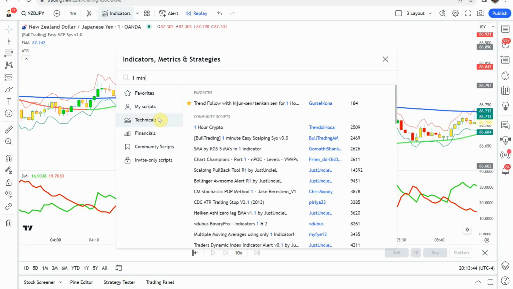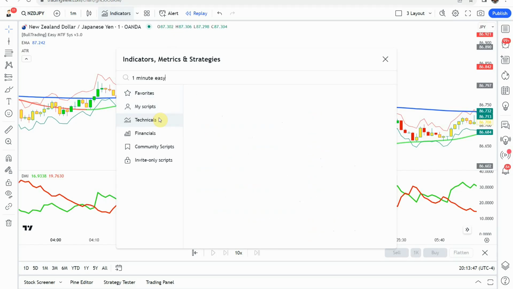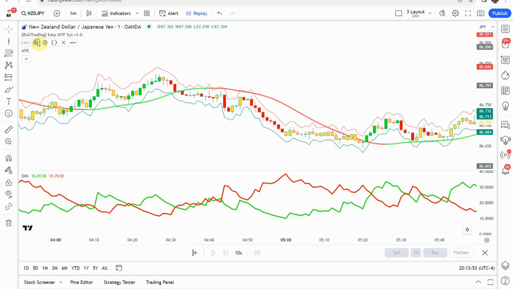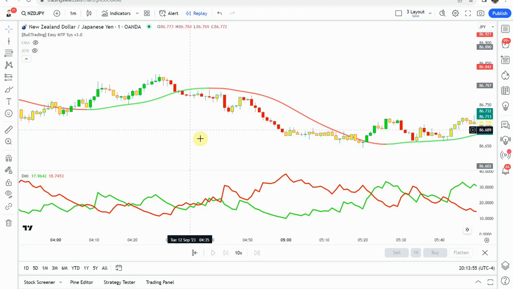The next indicator that we're going to add is going to be the 1-minute easy scalping indicator. So if you just type in 1-minute easy, it's going to be this one right here, and you'll add that one to screen. We'll go ahead and turn off this and this. The 1-minute easy scalping indicator is this right here. You can see it looks like a moving average, is a moving average, changing colors there.